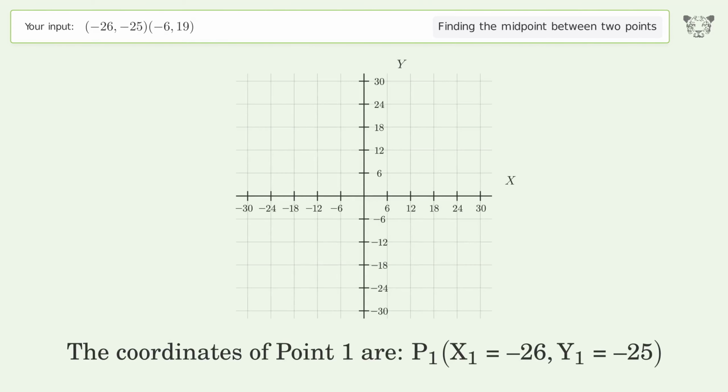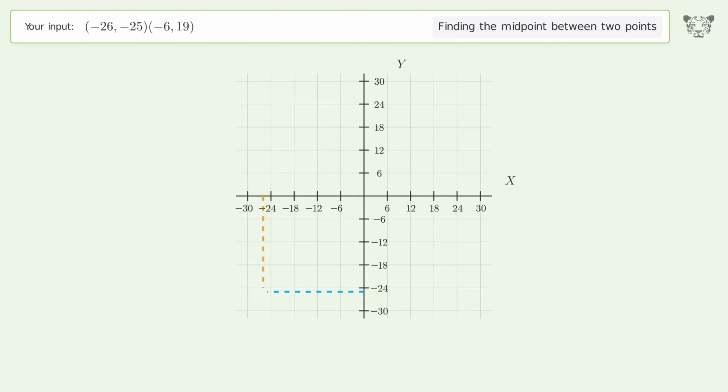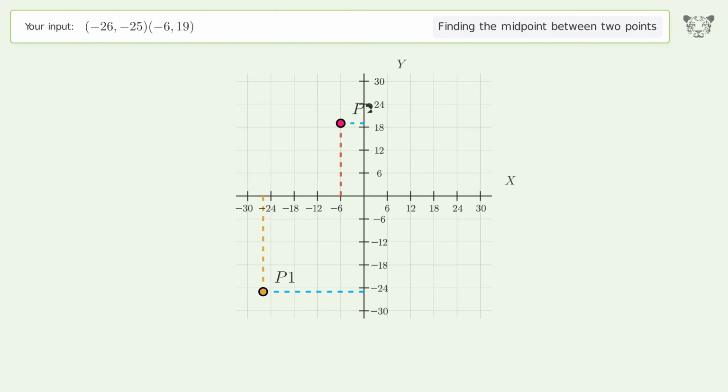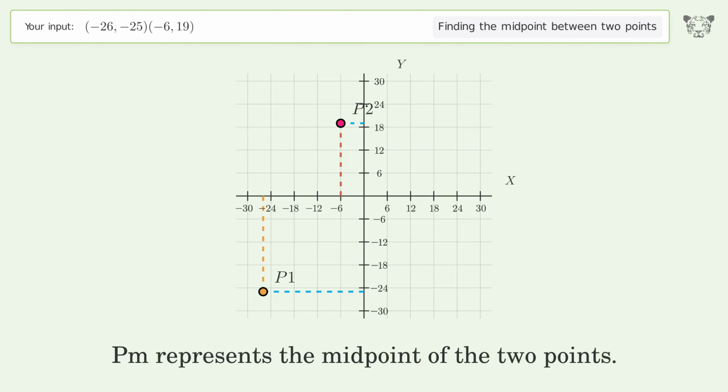The coordinates of point 1 are x1 equals -26, y1 equals -25. The coordinates of point 2 are x2 equals -6, y2 equals 19. PM represents the midpoint of the 2 points.